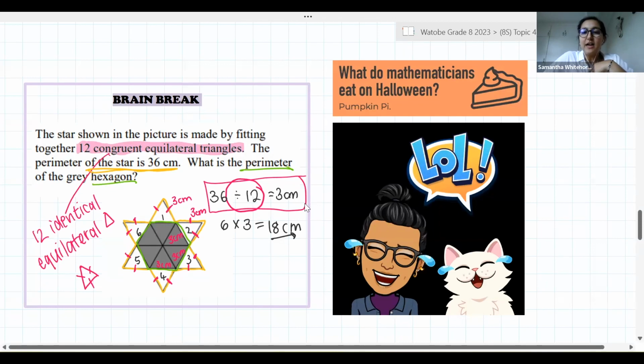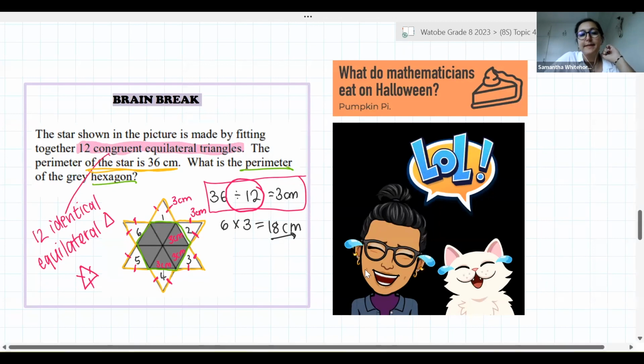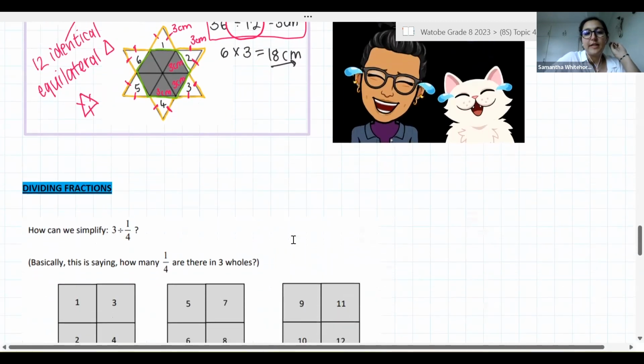Okay, guys. I hope you've all just gotten up, had a stretch, because I'm about to do some division of fractions. And this is where things become a little bit more complicated. So we need to focus. So let's have a look.